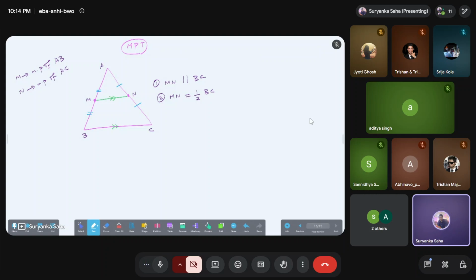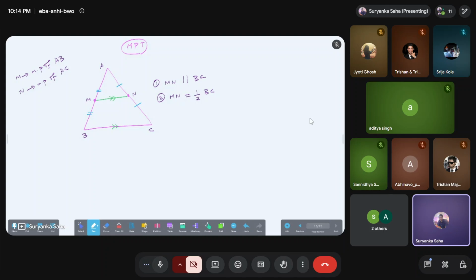Converse means if M is the midpoint and we start drawing a parallel line to BC, then that line will meet the side AC in the midpoint only. If M is also the midpoint, then N should also be the midpoint. And if the line is drawn parallel to the base, so that is converse of midpoint theorem.